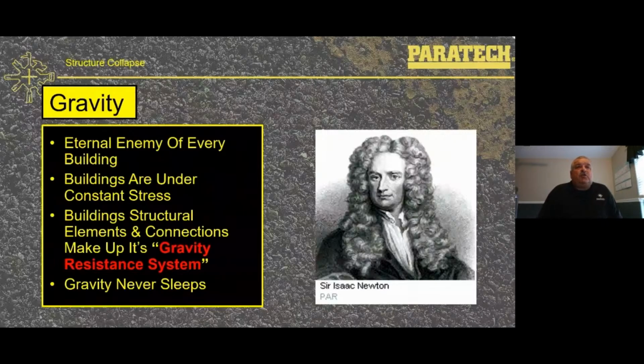Gravity is the external enemy of every building. Buildings are under constant stress. Building structural elements and connections make up its gravity resistance system. Gravity never sleeps. We construct the shores in structural collapse so we don't have to deal with gravity. It stops the building from moving around, and it stops the building from doing what it's intended to do. And that's go straight to ground until it stops and it doesn't move any further.